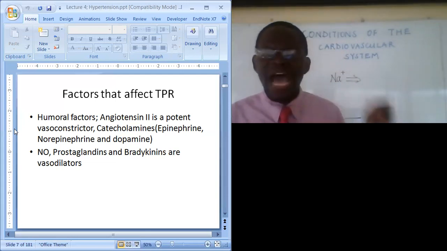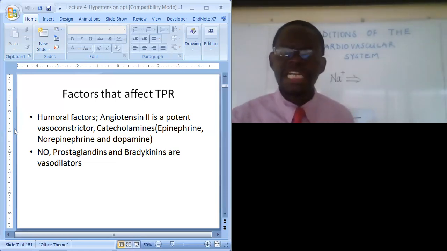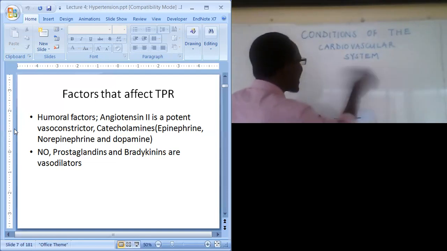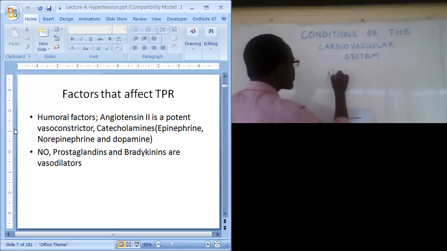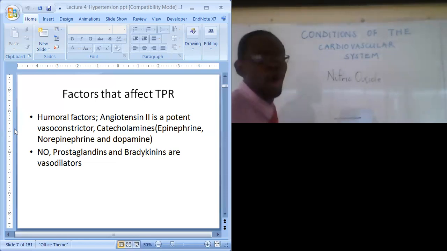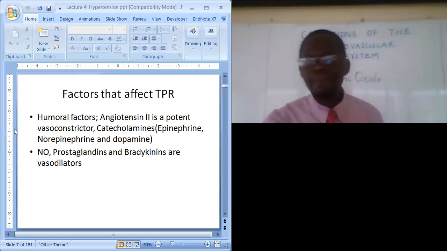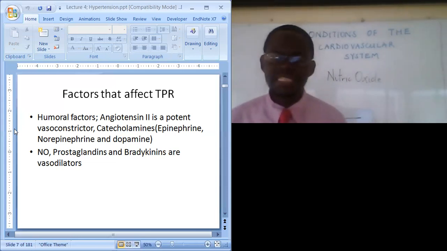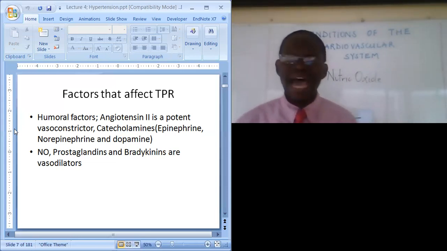On the other hand, we have chemicals that are released that cause dilatation of the blood vessels, and as a result cause a reduction in blood pressure. These are things like nitric oxide, NO, things like prostaglandins, things like bradykinin. All these are vasodilators, and as a result, they influence the total peripheral resistance, which will in turn influence the blood pressure.